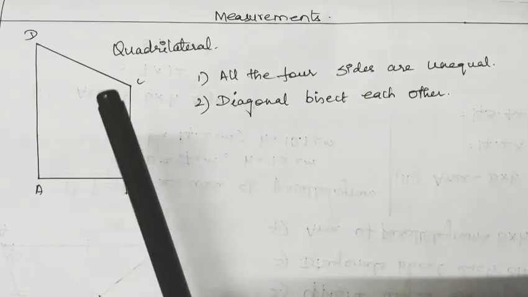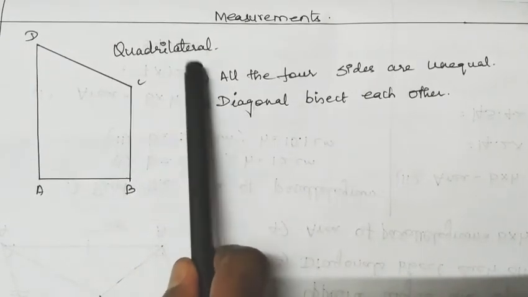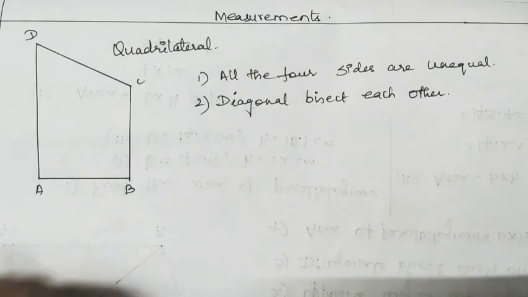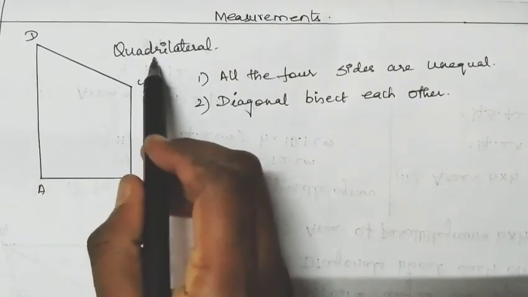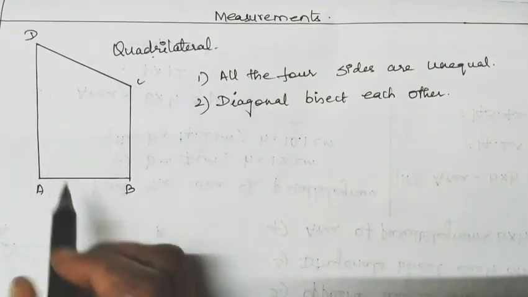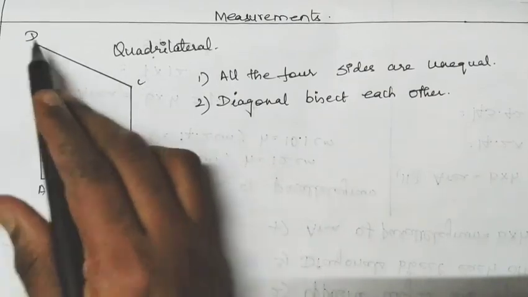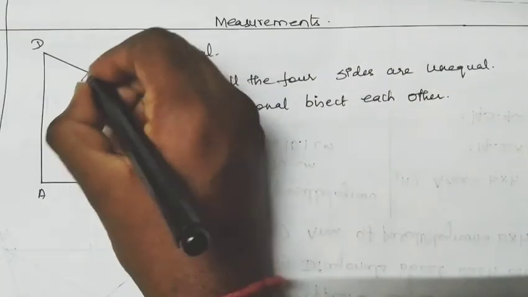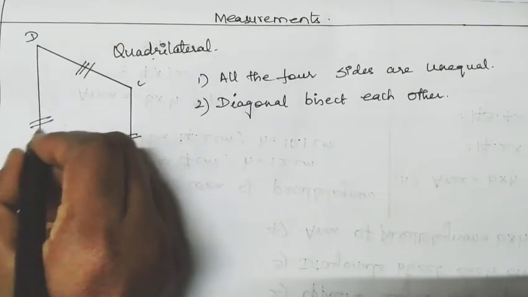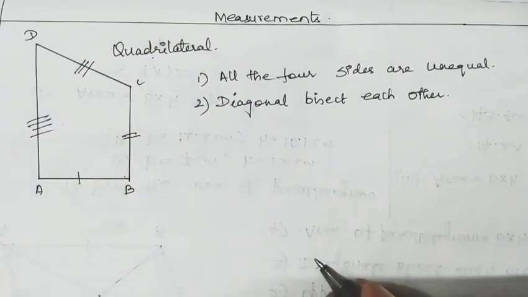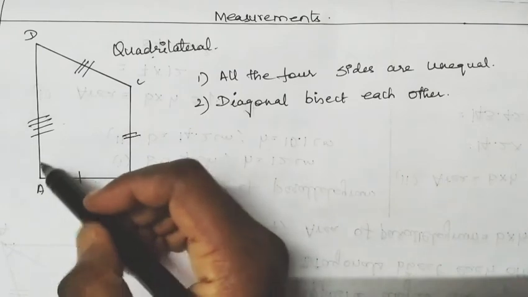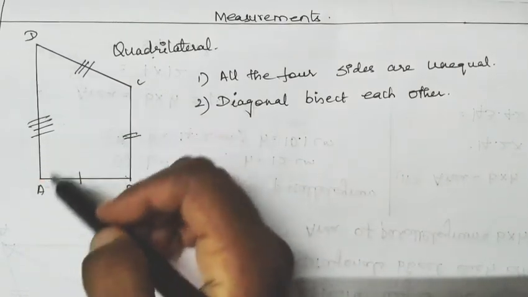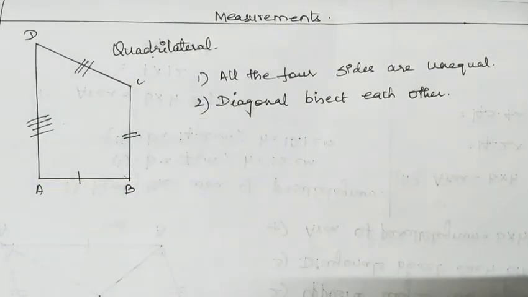Now listen to the last one: quadrilateral. Quad means 4, so it is a four-sided polygon, ABCDE. All the four sides are unequal. And diagonals bisect each other. AC and BD. If you draw the diagonals, they will bisect each other.